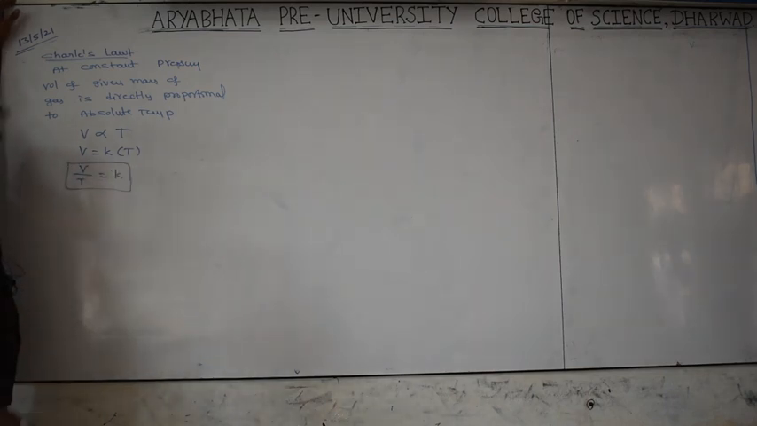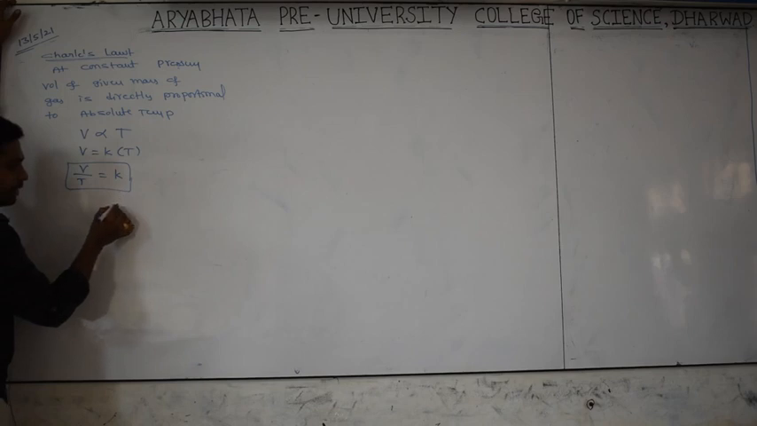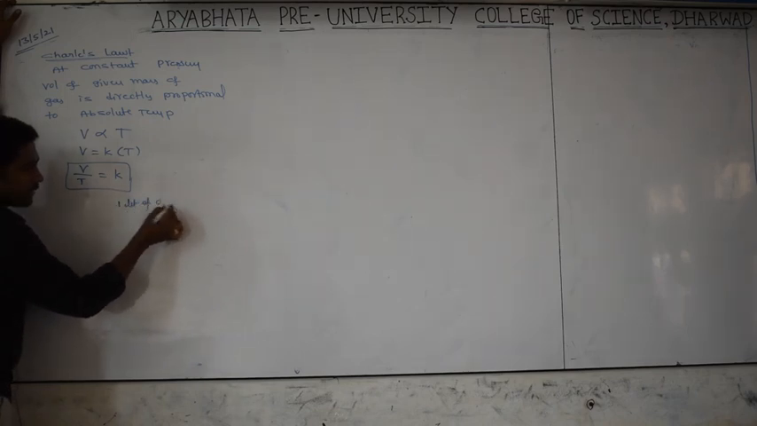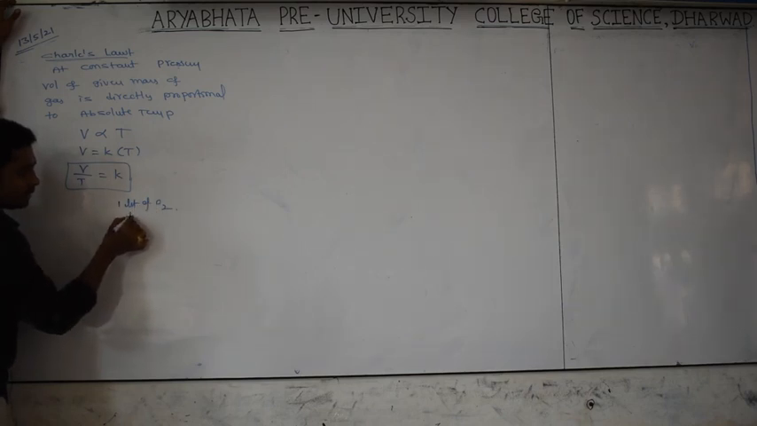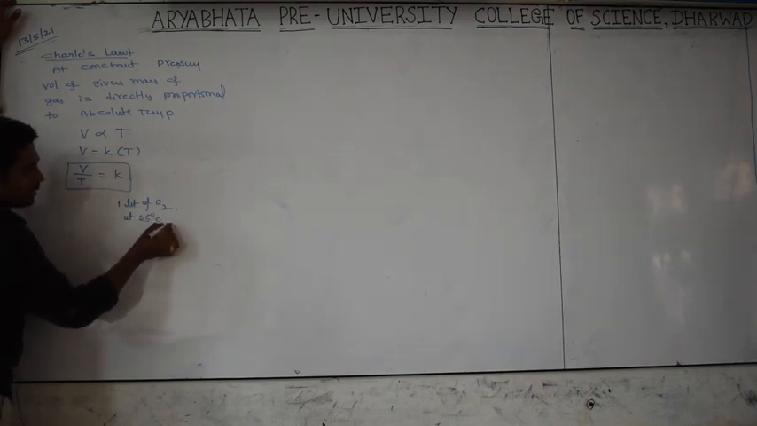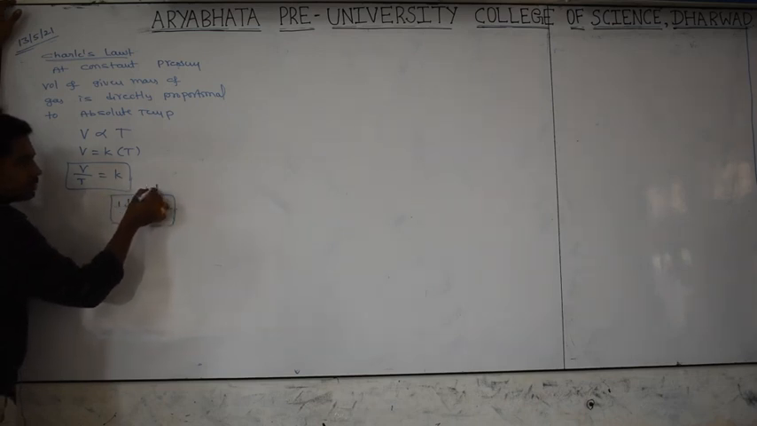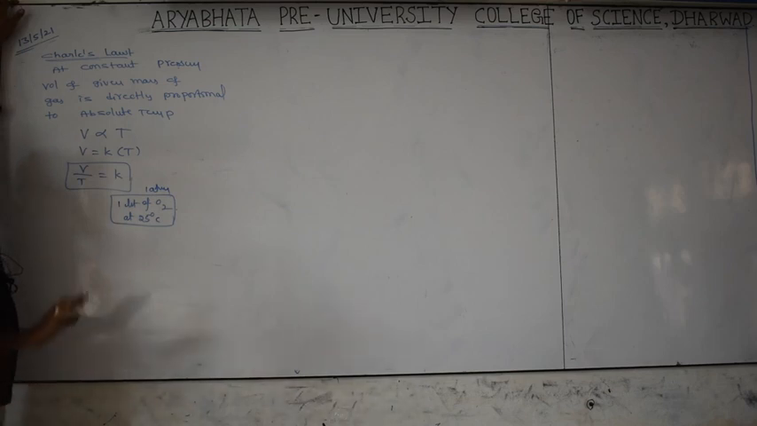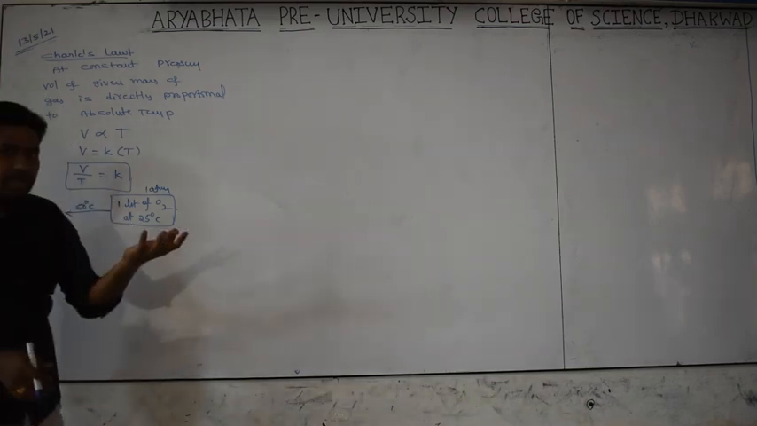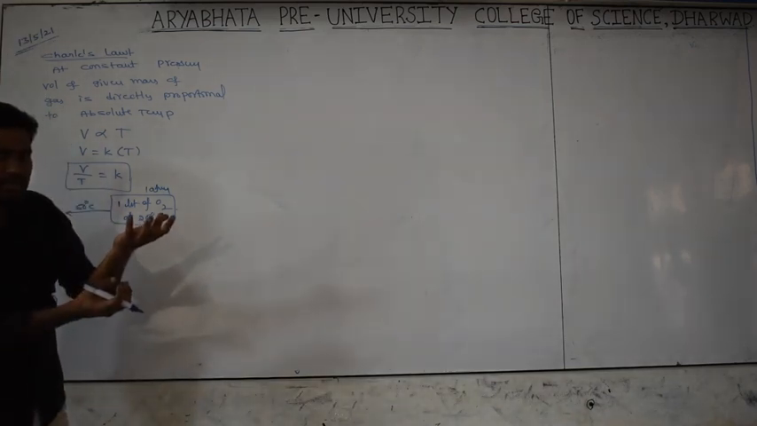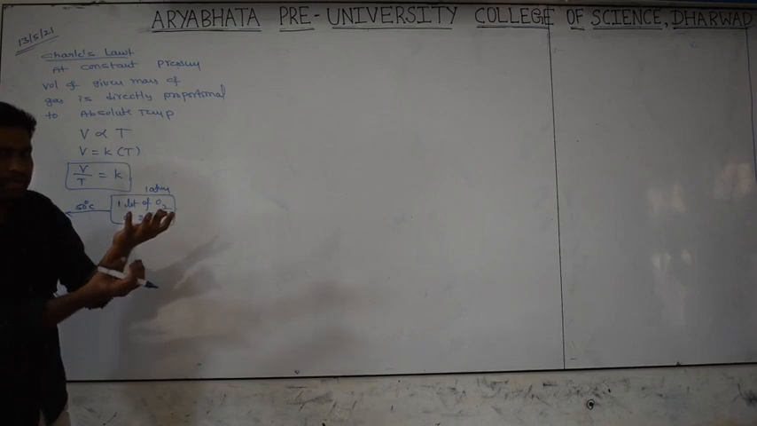Sir, how is this so? I will explain to you. For example, I have 1 liter of oxygen gas at 25 degrees Celsius in a container at 1 atmospheric pressure. Pressure should not be disturbed. Now I am taking it to 50 degrees Celsius. The same 1 liter of gas, and I keep on heating it and raising the temperature. While heating, what happens?